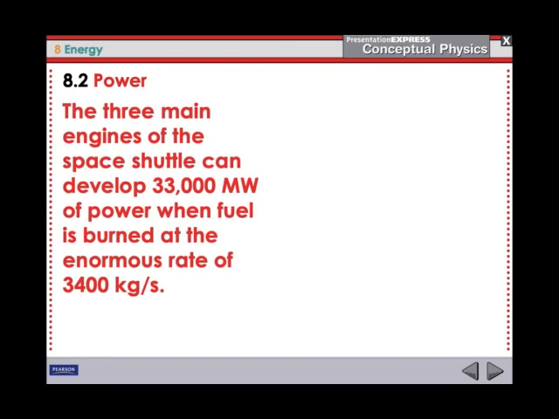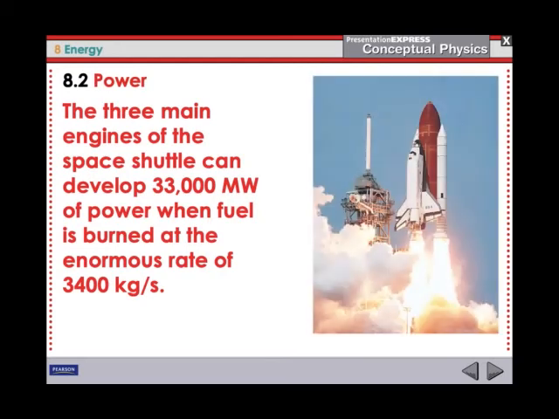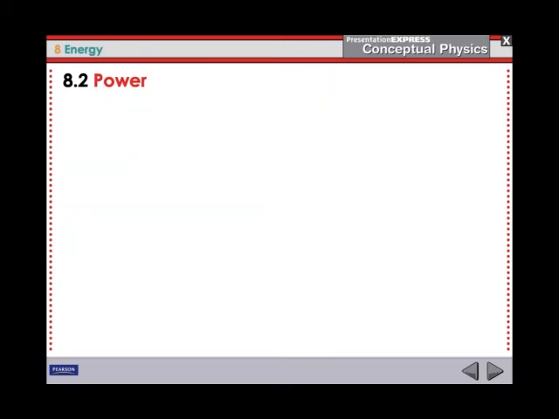The 3 main engines of the space shuttle can develop 33,000 megawatts when the fuel is burned at an enormous rate of 3,400 kilograms per second. So lots and lots of megawatts there.